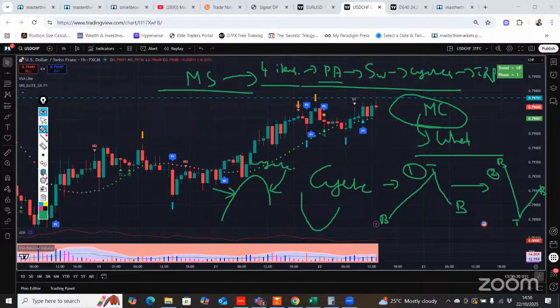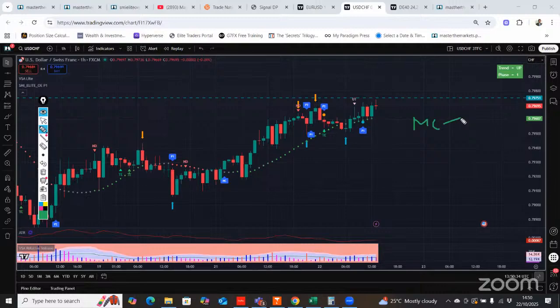So what is a market cycle? A market cycle is made up of two swings, and two types of cycle, as I said, either a U or an N type of cycle. Okay, that's the first thing. What is a market cycle?